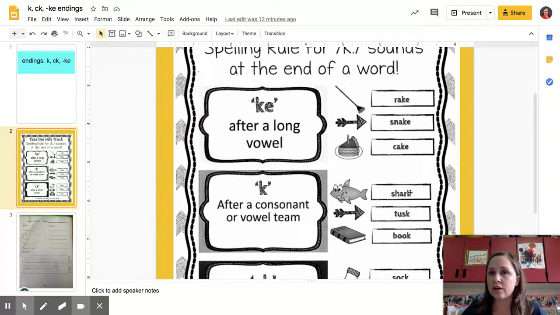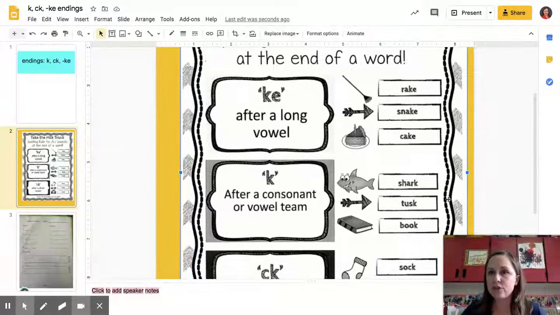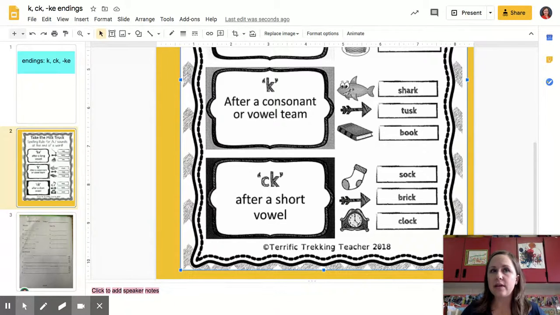So shark, after you hear sh, R, that R is a consonant, so the k is going to be spelled with a K. And then the last one is CK, and that goes after a short vowel. Sock, brick, and clock. Okay.